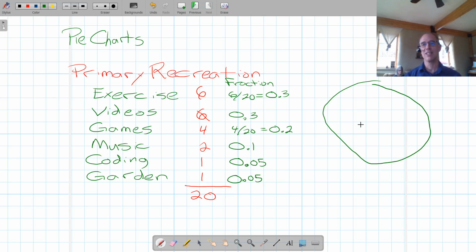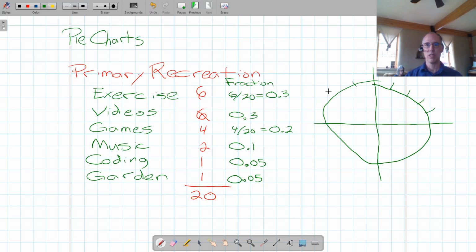So then I need to take the circle and I need to split it up. So I think to do that, I'm going to break it into quarters. All right, so this would be 25% of the circle. I have 30%, 20%, 10%, 5%. So then if I break that into 1, 2, 3, 4, 5 pieces, each of those is 5%, right? 5, 10, 15, 20, 25.